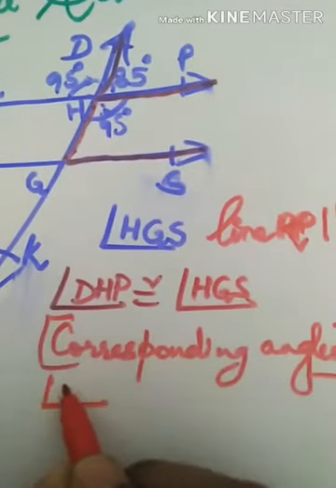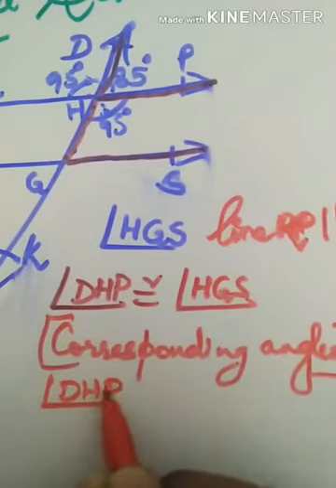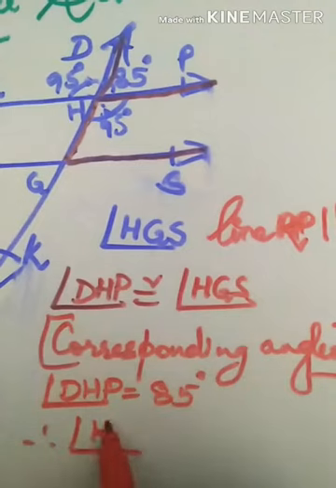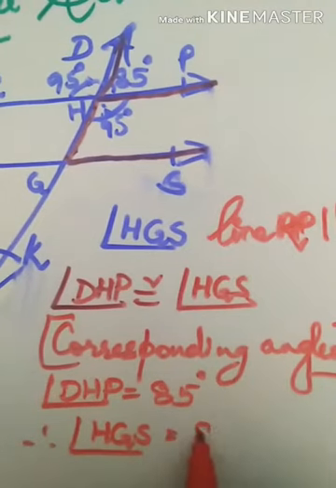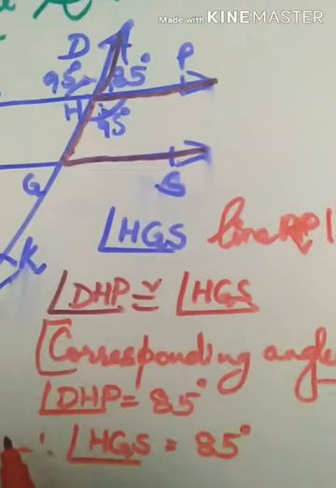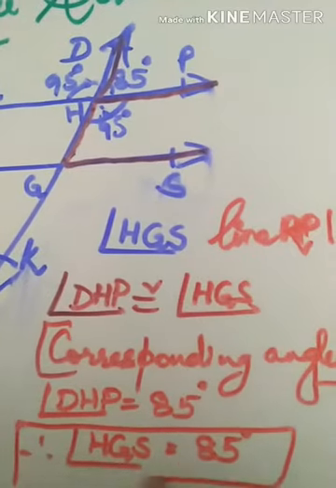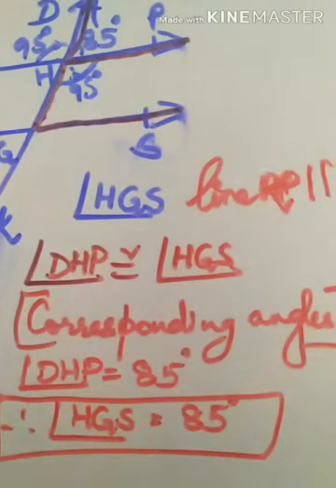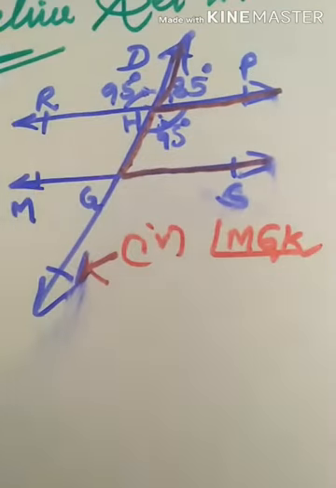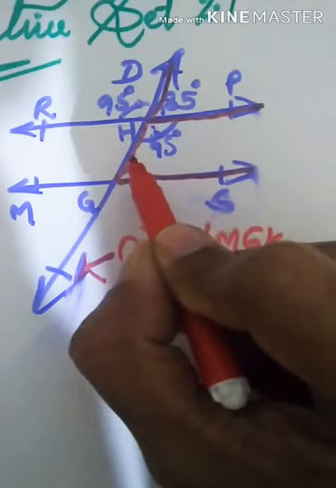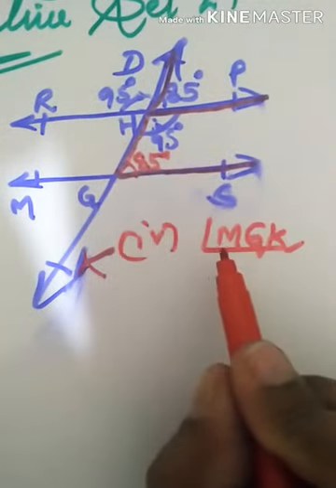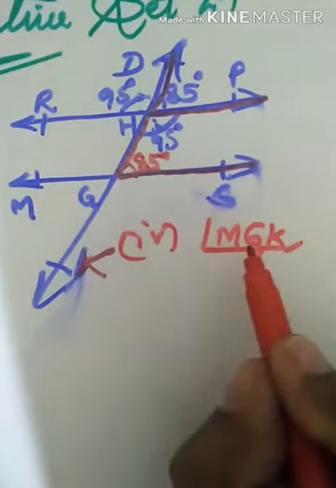So if angle DHP is 85, therefore angle HGS will also be 85 degrees. Okay, highlight it. Now let me write down the measurement that we got here, 85 degrees. Now the last question is MGK. Find the measure of angle MGK.